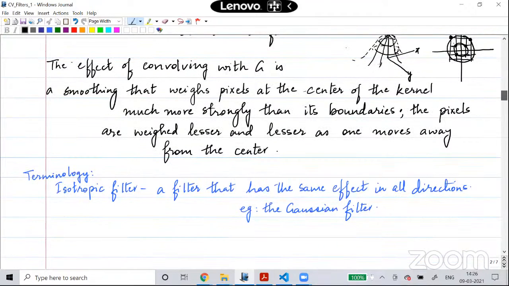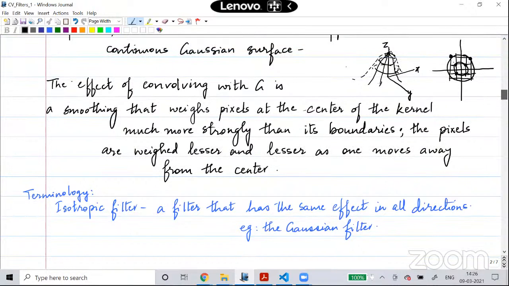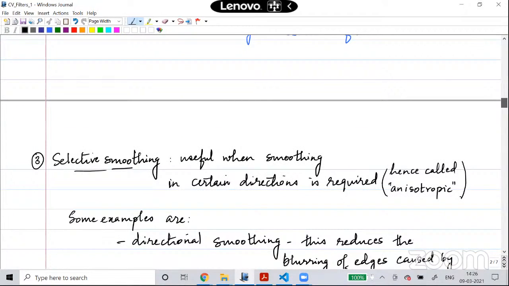Sometimes the situation is that you don't want an isotropic filter. You want to favor blurring in some direction. Okay, you want to give some direction. Then in that case, what is done is selective smoothing. Okay, so when smoothing in certain directions is required, and because it is not isotropic, it is called anisotropic. Okay, such filters are called anisotropic filters.